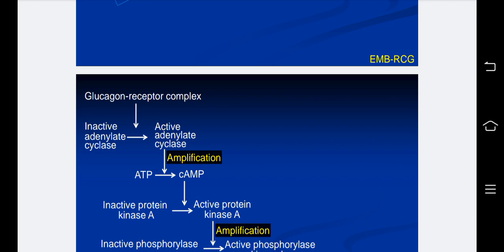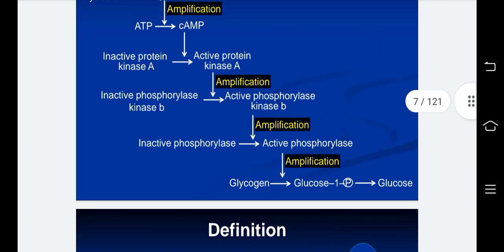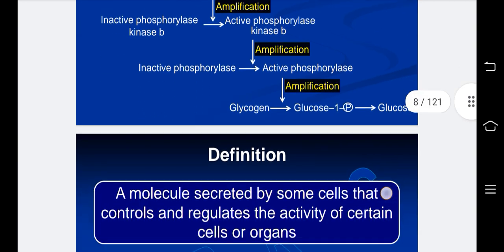There will be some kind of amplification. Then inactive protein kinase A becomes active protein kinase A, and again there is going to be some sort of amplification. Then inactive phosphorylase kinase B becomes active phosphorylase kinase B, amplification, inactive phosphorylase becomes active phosphorylase, amplification, glycogen, glucose 1-phosphate, glucose.